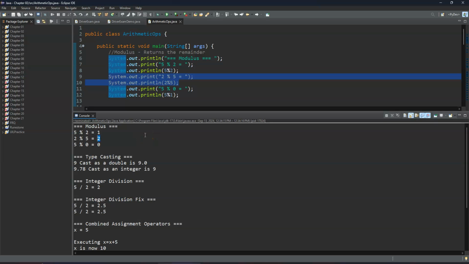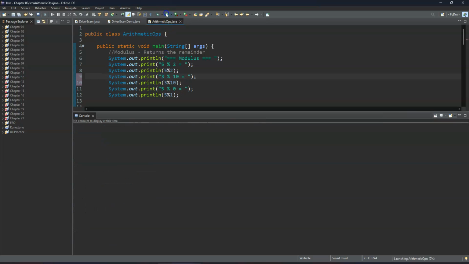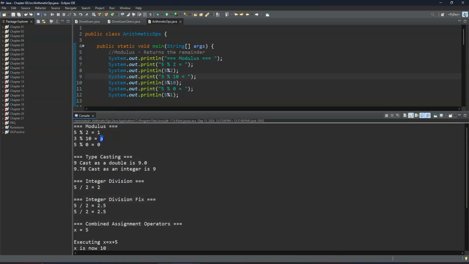And here's why. 5 won't go into 2 at all. Therefore, the 2 is what's left over. So if you have a case where the number on the right is bigger than the number on the left, what's left over is the original number. It doesn't divide at all, and so what's left over is the entire thing, if that makes sense.